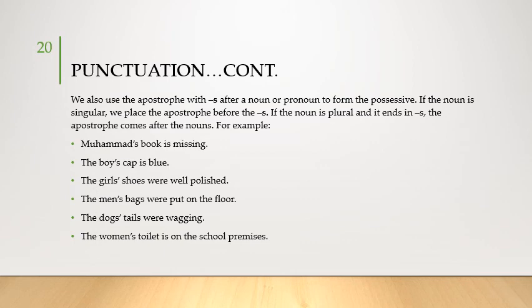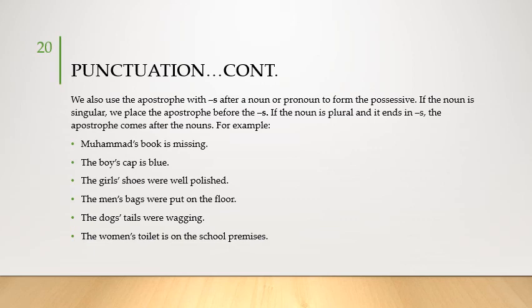We also use the apostrophe with S after a noun or pronoun to form the possessive. So if the noun is singular, we place the apostrophe before the S. But if the noun is plural and it ends in S, the apostrophe comes after the S. For example, Muhammad's book is missing, apostrophe S after the last D in Muhammad's name. The boy's cap is blue.